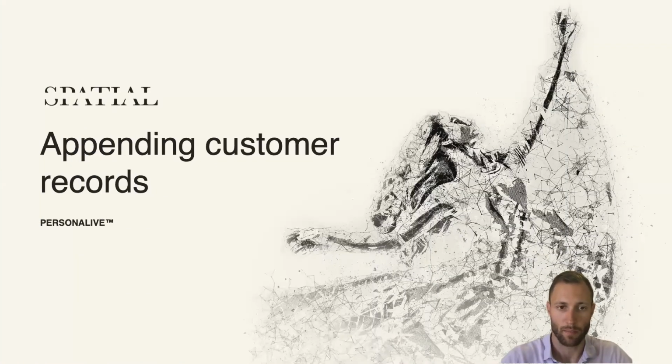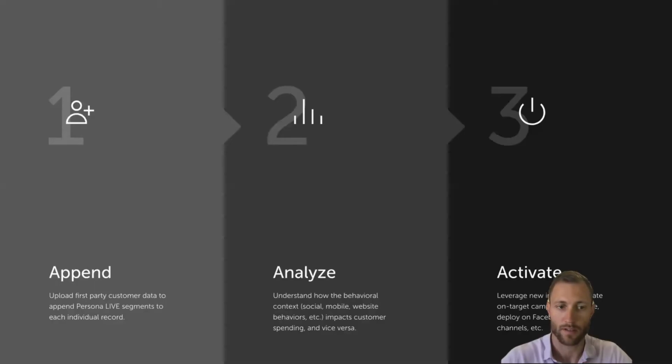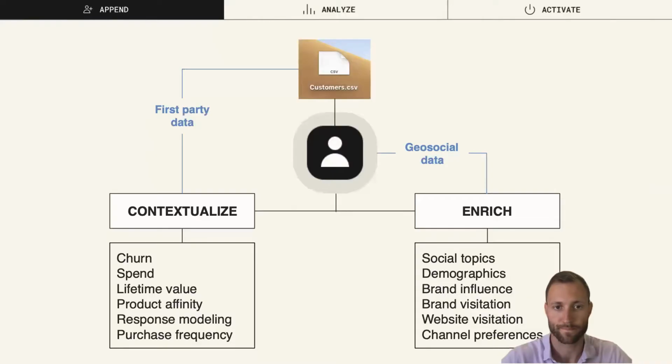Okay, let's talk about appending your customer records to the PersonaLive segmentation. This is part one of a three-step process of appending your customer records, analyzing your best segments, and then eventually activating them through a digital platform, Google, Facebook, email, or direct mail.